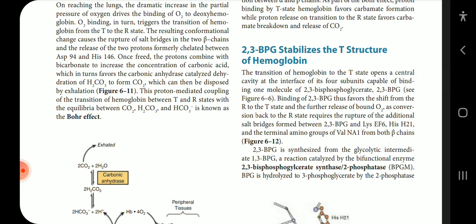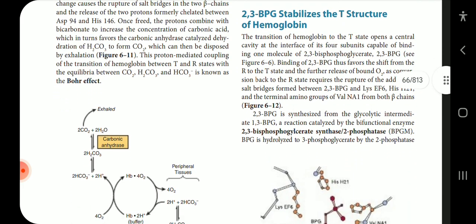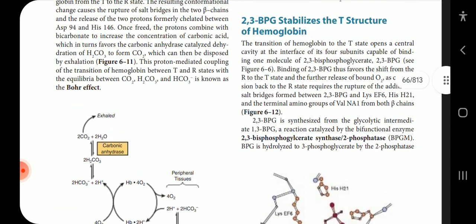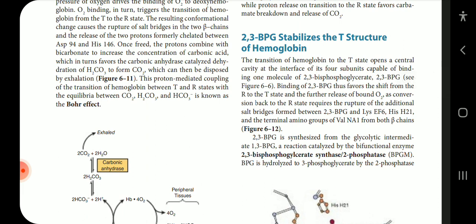2,3-BPG stabilizes the T structure of hemoglobin. The transition of hemoglobin to the T state opens a central cavity at the interface of the four subunits capable of binding one molecule of 2,3-BPG. Here we can see in figure 6.6. Binding of 2,3-BPG thus favors the shift from the R state to the T state and the further release of bound O2, as conversion back to the R state requires the rupture of the additional salt bridges formed between 2,3-BPG and Lys EF6, His H21, and the terminal amino groups of Val NA1 from both beta chains.